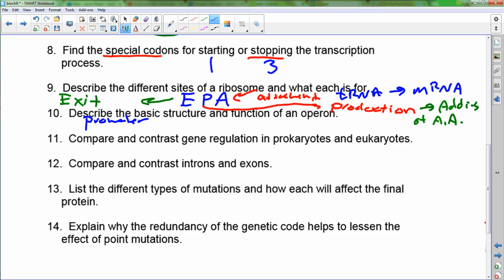We have the gene that is actually going to be read. Okay, then we have the operator.